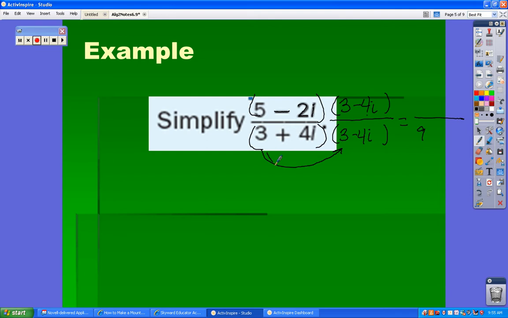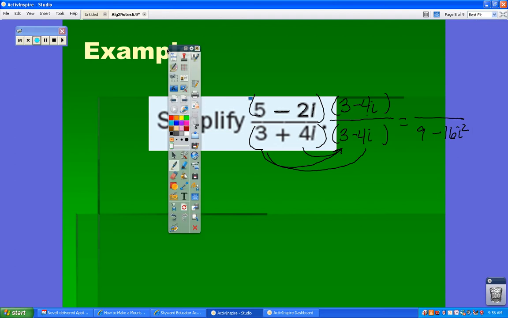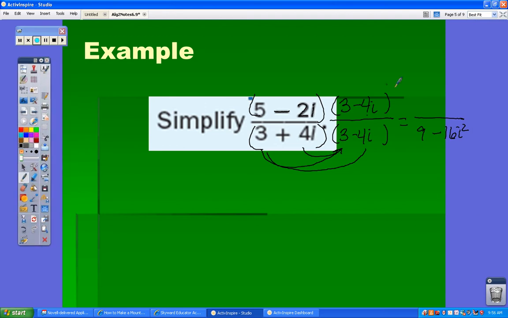3 times 3 is 9. 3 minus 4i, that's negative 12i, plus 12i, so those cancel, just what I needed to happen, minus 16i squared. I'll move this out of my way. Here I get 15 minus 20i, negative 2i times 3 is negative 6i, plus 8i squared.